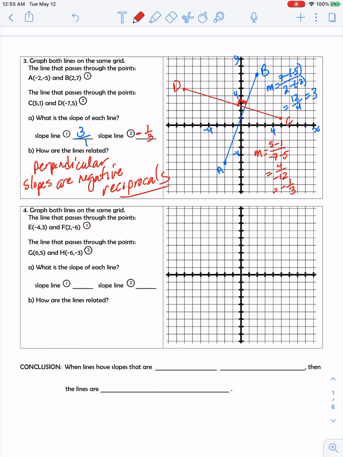Alright, I'm not going to do the next one because I think you're going to see the same idea. It turns out that they are also perpendicular and their slopes are negative reciprocals. So when the lines have slopes that are negative reciprocals, then the lines are perpendicular.